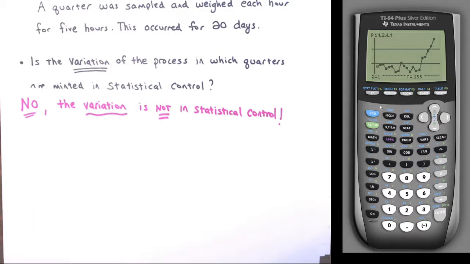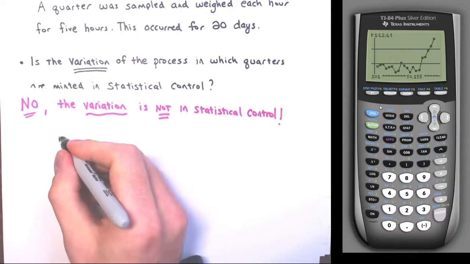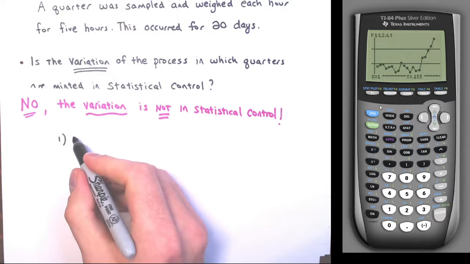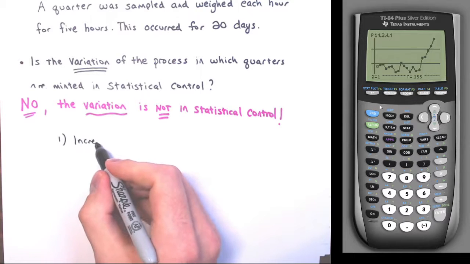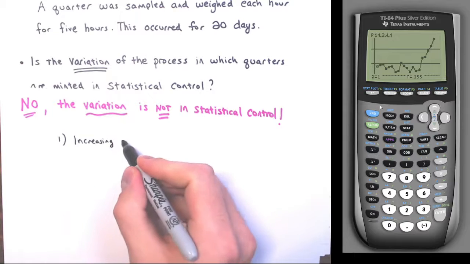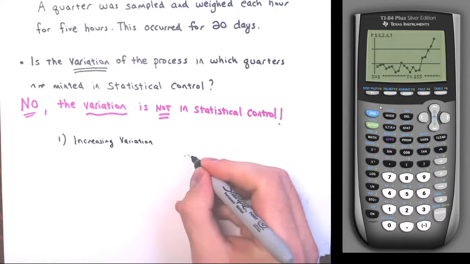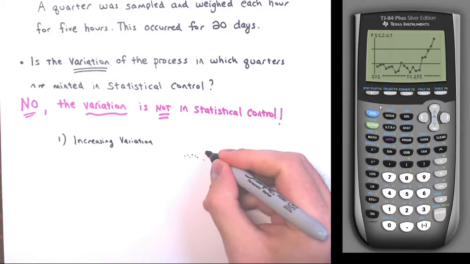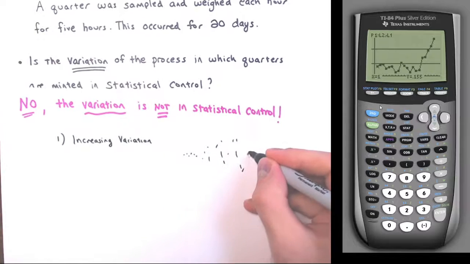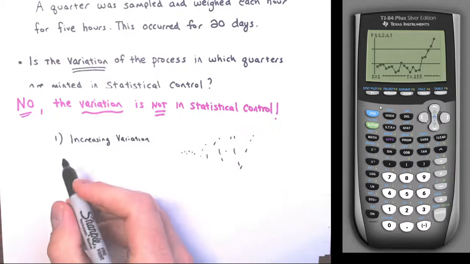One, there's increasing variation. I'm seeing, right, as time goes on, all the points started off kind of clustered, and then they got further apart as you went further down. That's increasing variation.